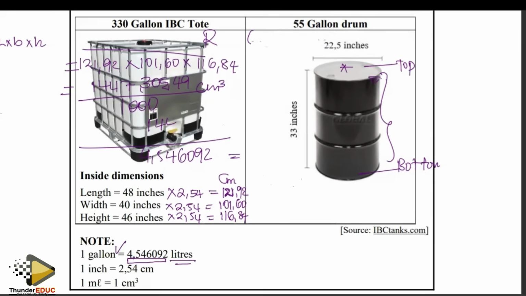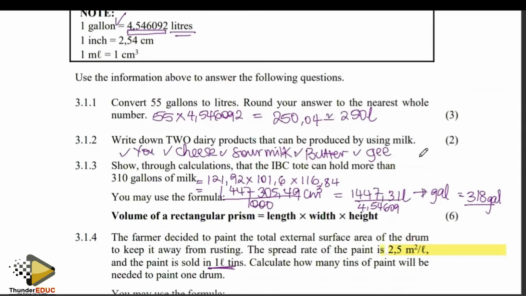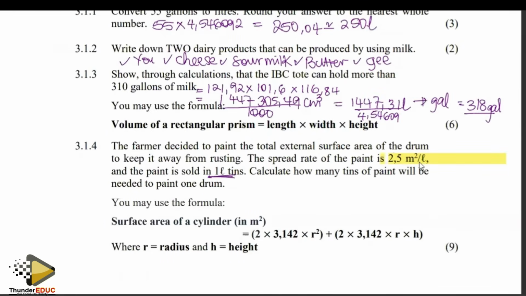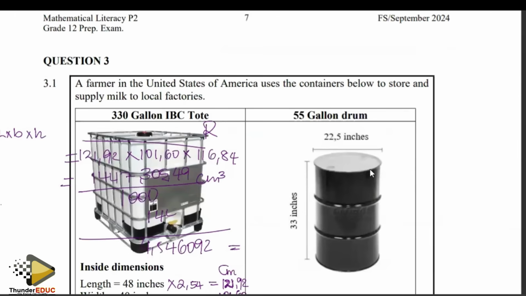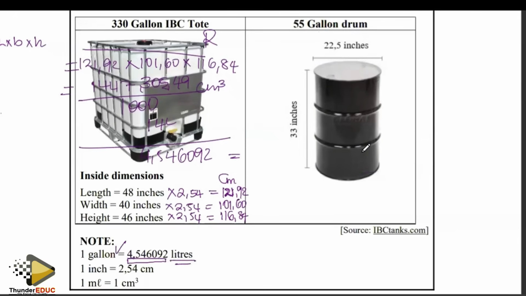Let's look at what has brought us here today. It's to look for the surface area. The surface area has to be in meters, not centimeters. Why? The spread rate is in meters squared per liter, if you remember what I highlighted here. So we can't have centimeters squared there. What we're going to do is change inches to centimeters and centimeters to meters, which is going to be so simple. This is 22.5, which is the diameter. We multiply it by 2.54.